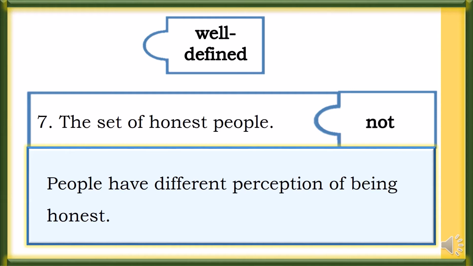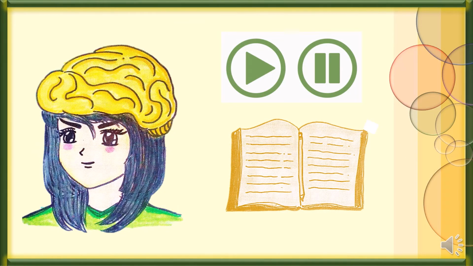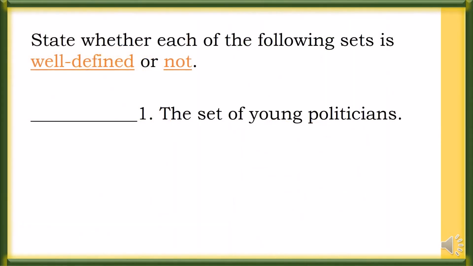Now, let us test your memory, but don't forget to pause the video so that you will have enough time to answer the questions given to you. Let's start. State whether each of the following sets is well-defined or not. Number 1, the set of young politicians. Is it well-defined or not? The answer is not. Number 2, the set of versatile actresses.